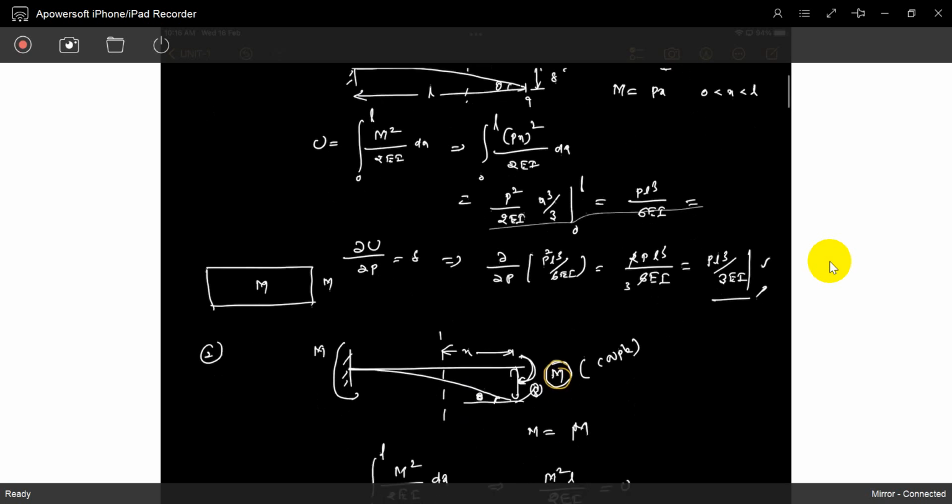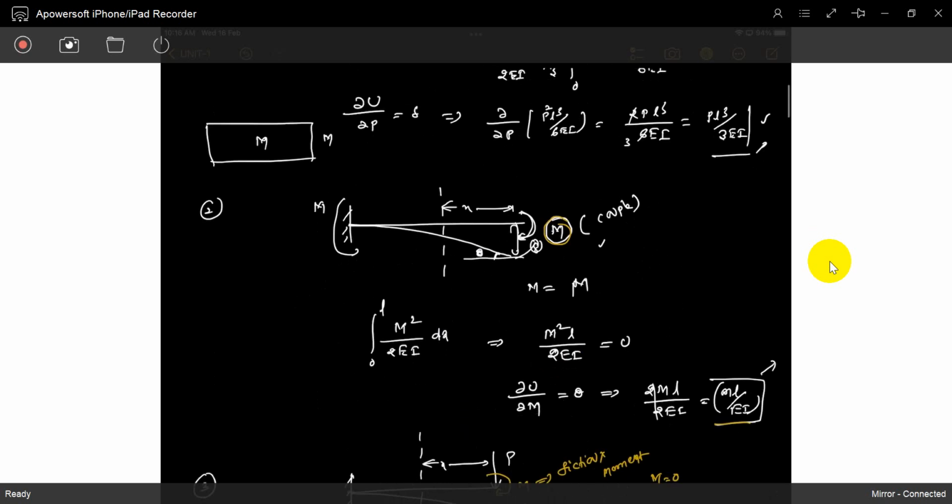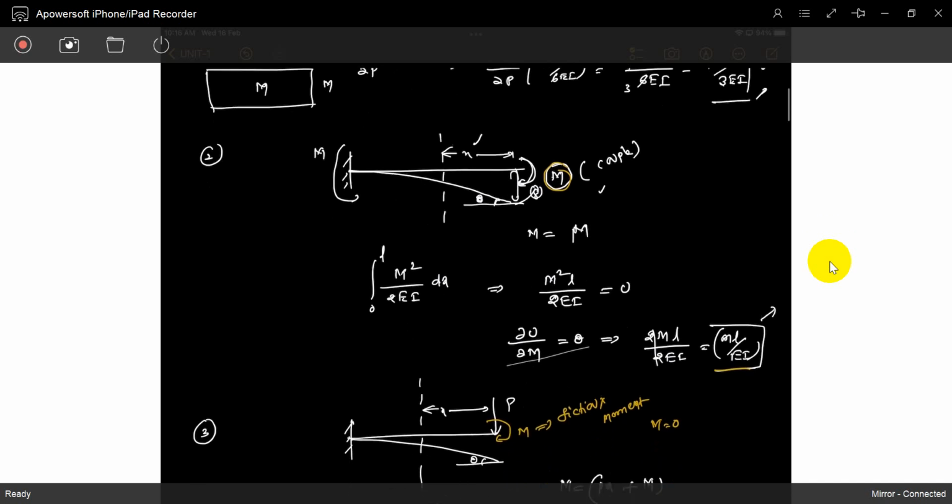You already know it: PL cube by 3A. Also, you have to find out the moment M at any section. Later you have to integrate from 0 to L. That gives the total strain energy. The partial differentiation of that total strain energy with respect to the force gives the deflection.